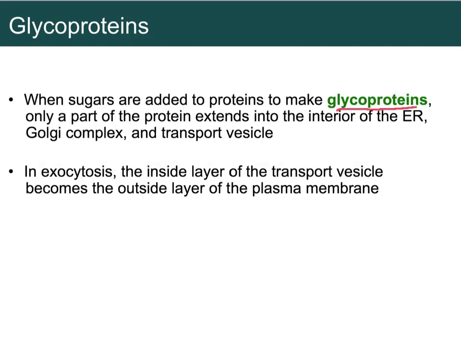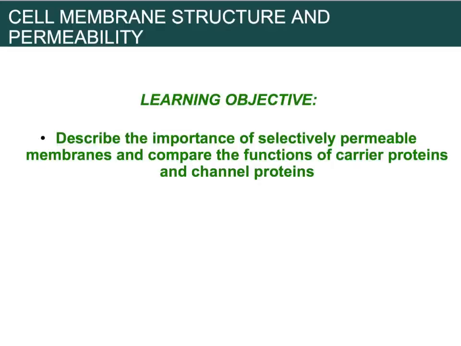It says that glycoproteins are proteins that have sugars added, and they're made right in the ER and the Golgi complex, and they get transported out. Exocytosis is something we'll talk about later. That's stuff leaving the cell. So when something leaves the cell, the outside layer of the vesicle becomes the inside layer of the cell, and you'll see that later. Don't worry about that so much right now.